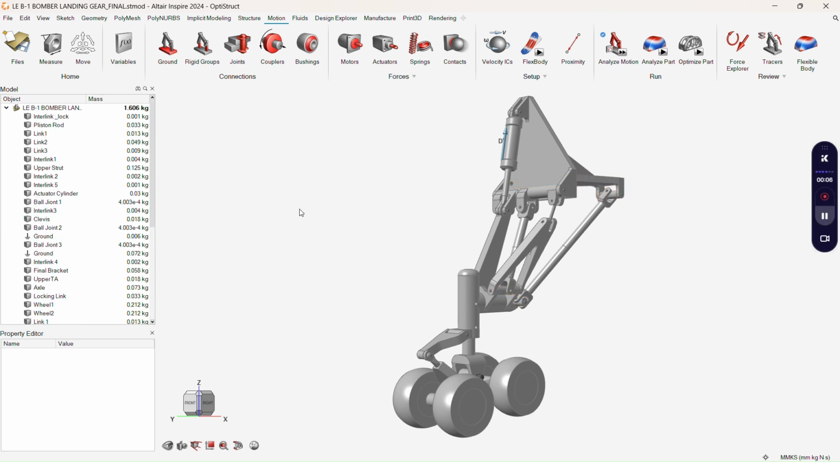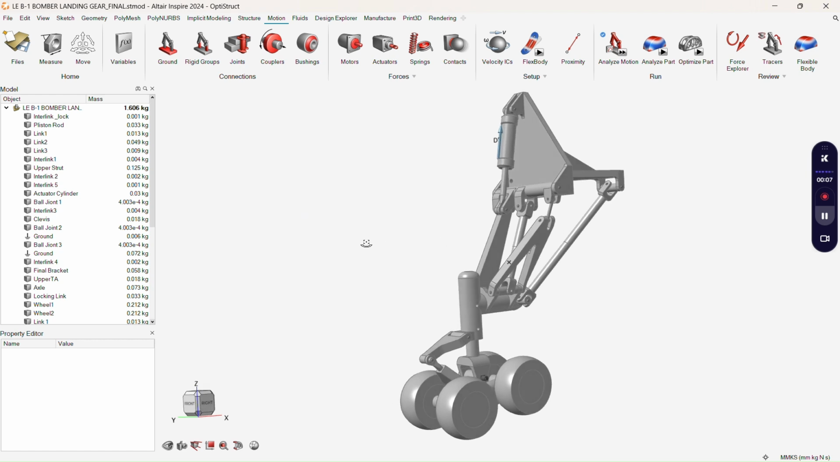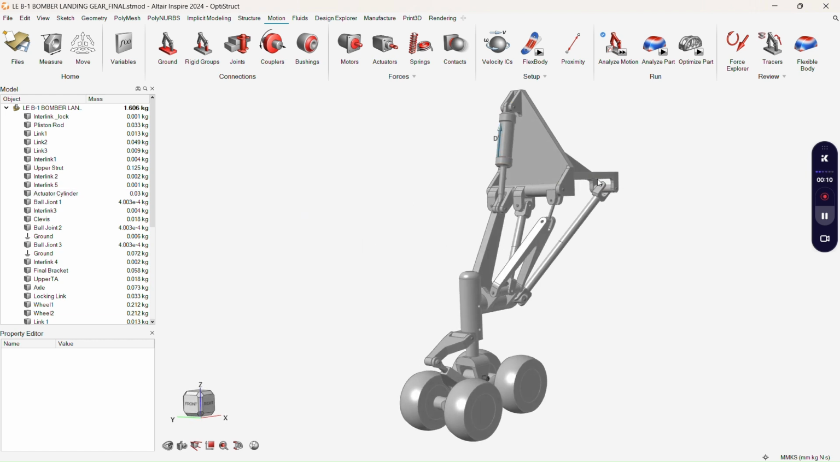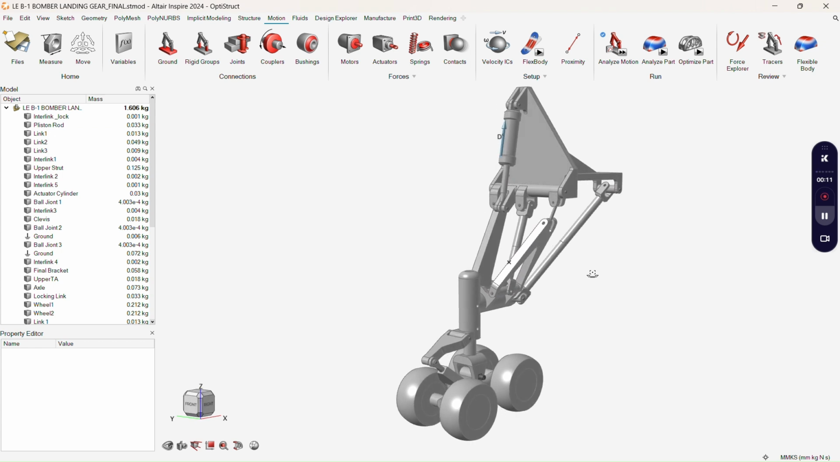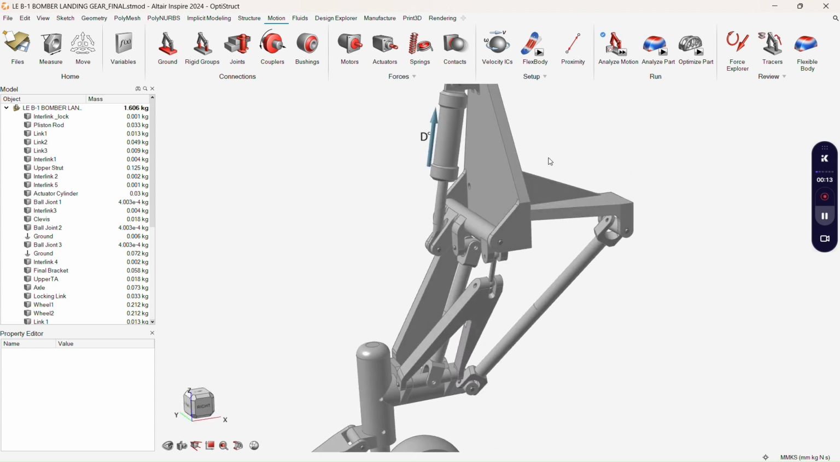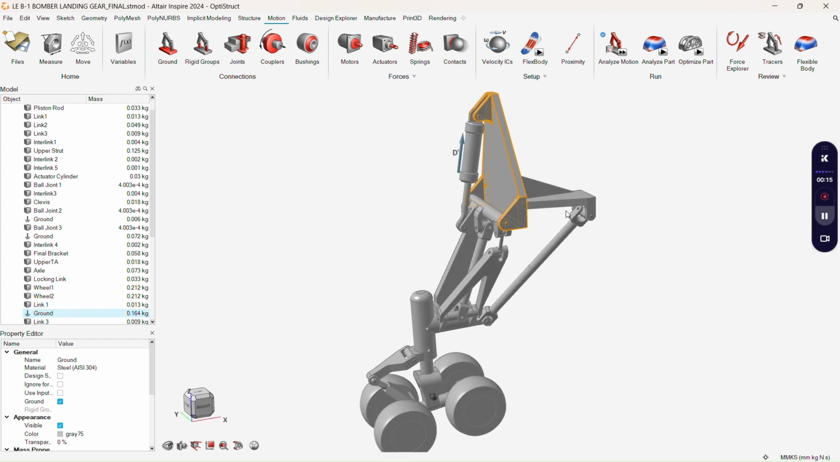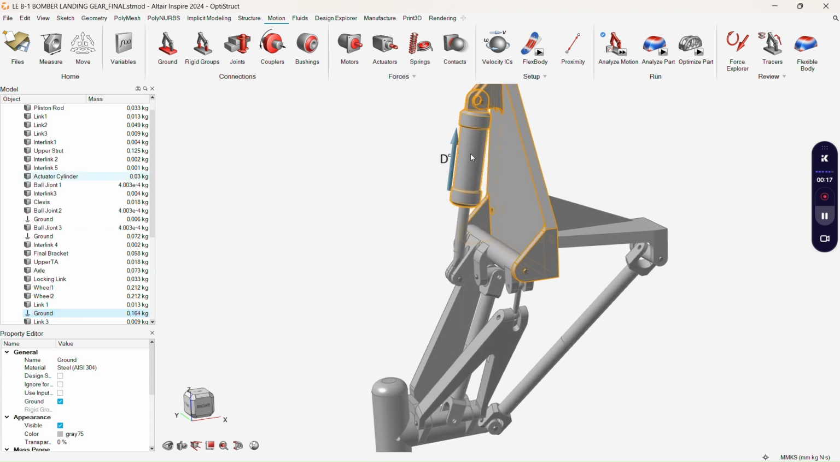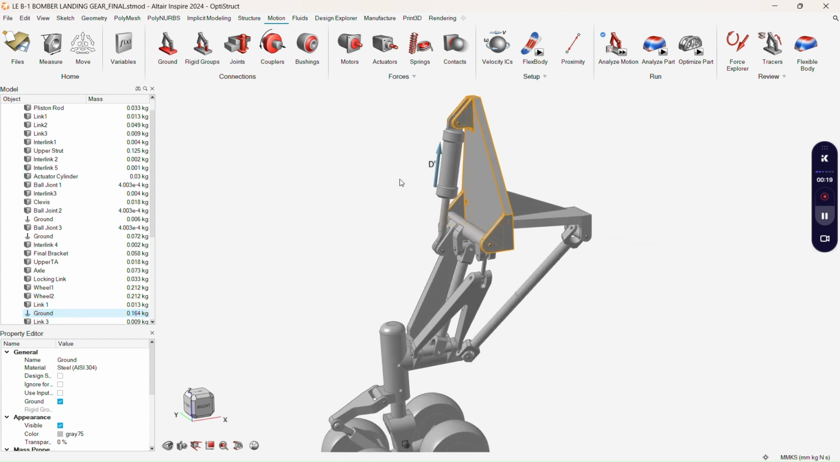This is my Altair simulation challenge entry. So I'll be simulating a landing gear of a B-1 bomber aircraft. Firstly, we have a frame here which will be acting as the ground. Then we have the actuator, it is a pneumatic actuator.